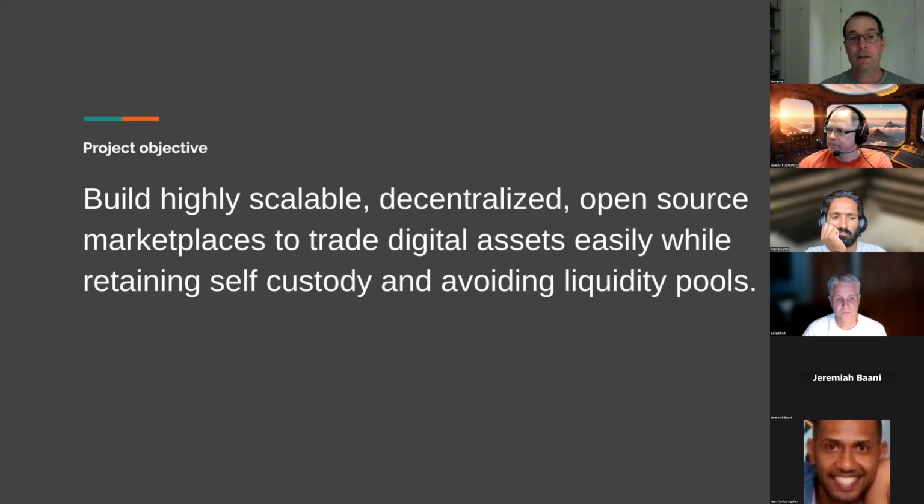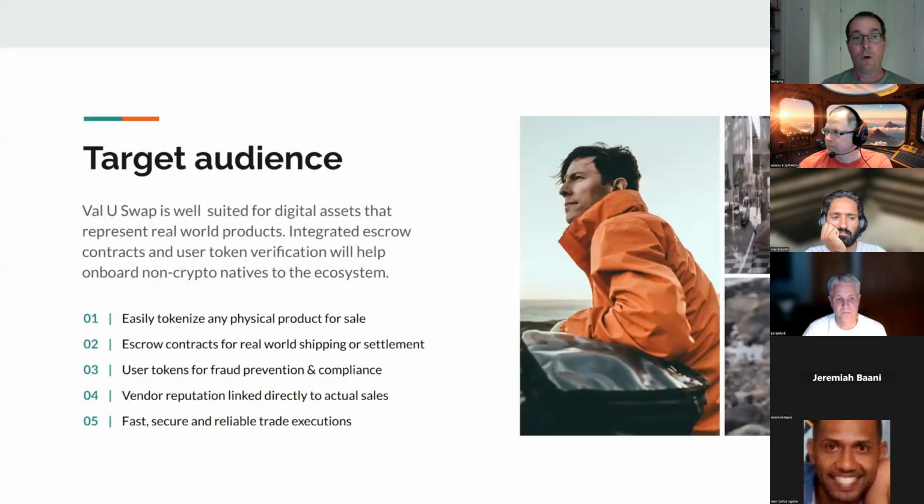So anyway, our objective is to build highly scalable, decentralized, open source marketplaces to trade digital assets easily while preserving self-custody and avoiding liquidity pools. So how is this going to happen? Well, let's first talk about our target audience. We're creating an atomic swap protocol and application, and it is well suited for digital assets that represent real products. This is the first kind of market that we're going to target. It's just a very straightforward product. It's something that Dylan and his team with Algae Token is familiar with.